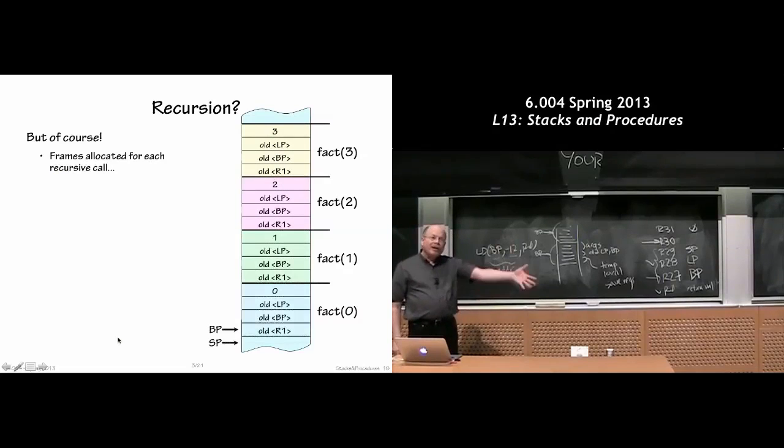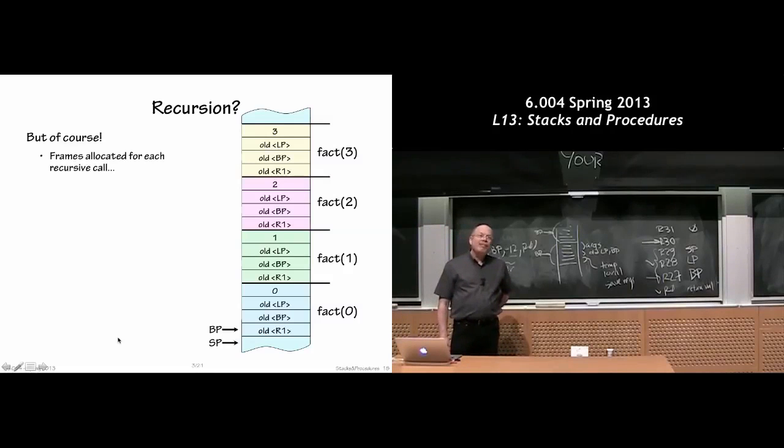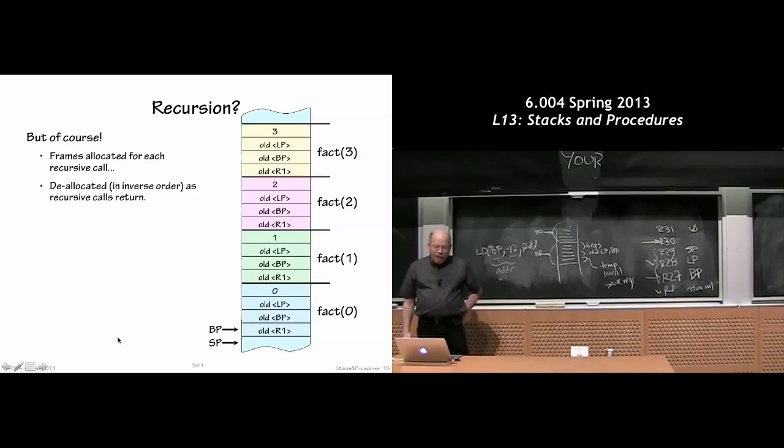The fact that you're calling the procedure again with a different argument doesn't change in any way whatsoever how the stack frames are built. So you can see the activation records slowly building up and being pushed onto the stack in last in, first out order. Okay, and they're deallocated in reverse order.